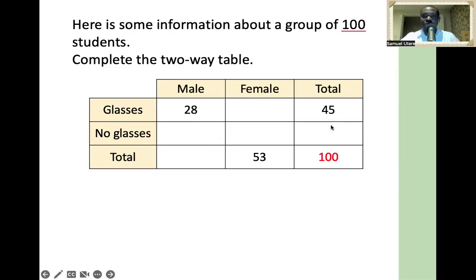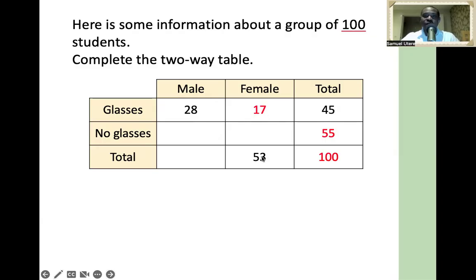Now, to get that value, we know 45 add something that is missing will give us 100. So to get this, we have to do 100 minus 45. That's 55. Now, someone else could have started here, right? There's more than one way of doing two-way tables, but you always start with the one that has one value missing. So instead of doing this one, someone else could have done this one, right? You say, okay, 28, add the number of females will give me 45. So I need to do 45 subtract 28 to give me 17.